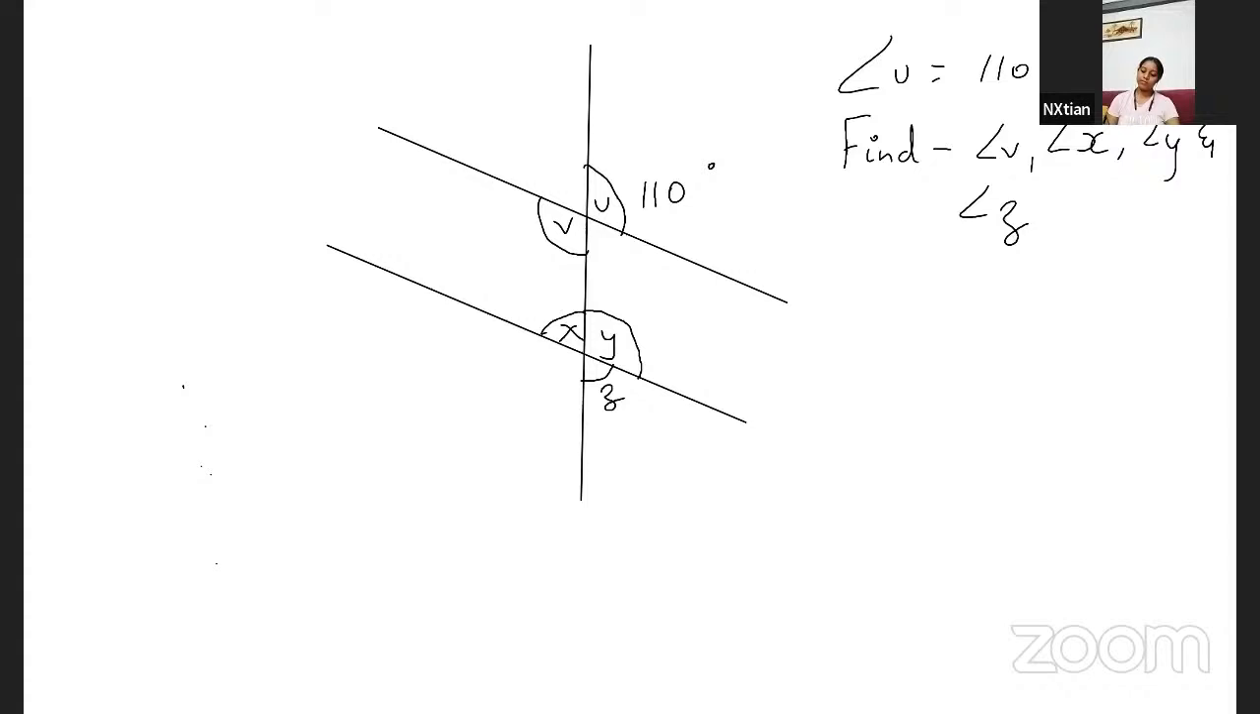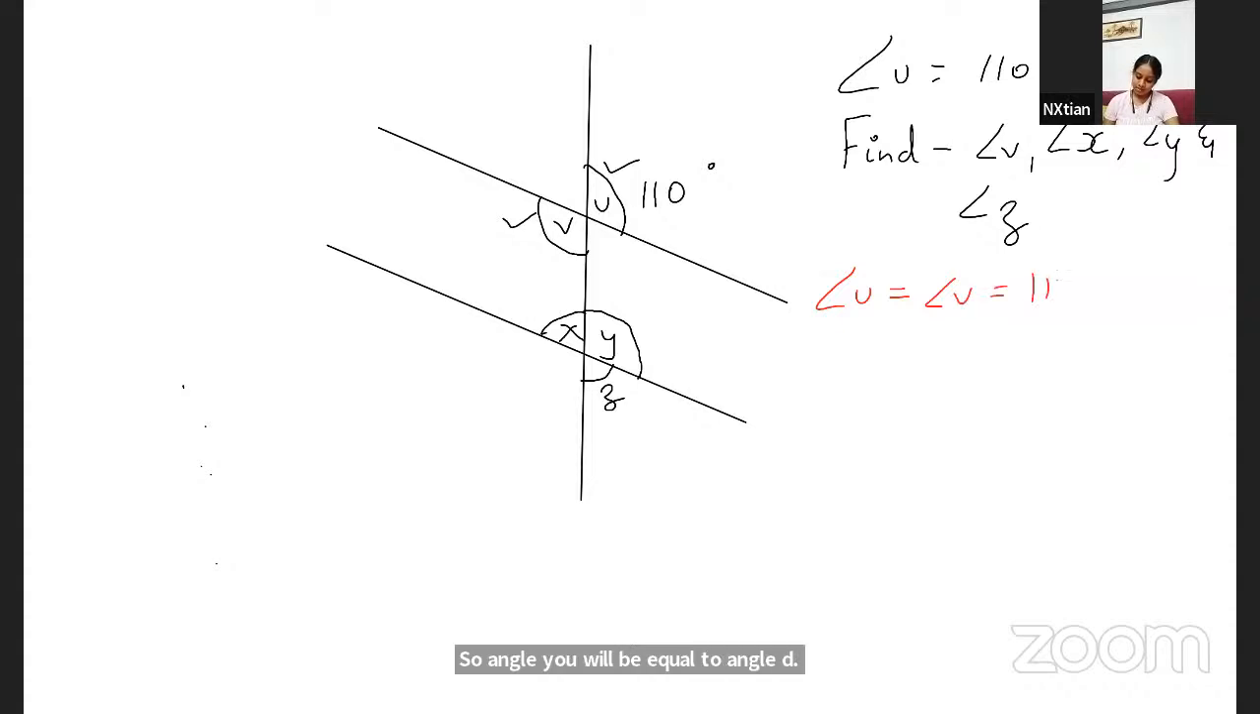So what's angle B, Abraham? Ma'am, angle V equals 110 because of opposite angles. Yes. So angle U and angle V, if you can see here, are forming vertically opposite angles. So angle U will be equal to angle V, that is equal to 110 degrees, because vertically opposite angles are equal.